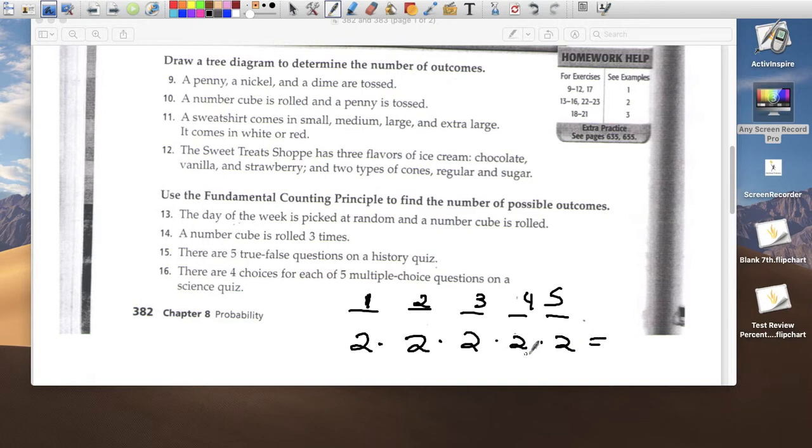2 times 2 times 2 times 2 times 2 is 2, 4, 8, 16, 32. 32 different ways you could have bubbled in that Scantron, if it was a true-false Scantron.